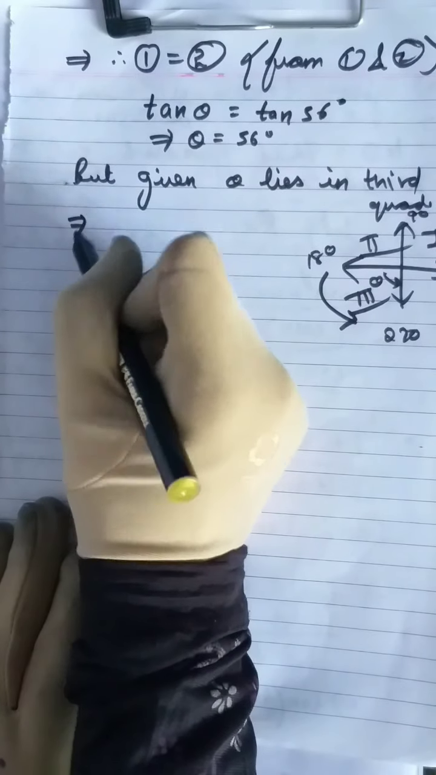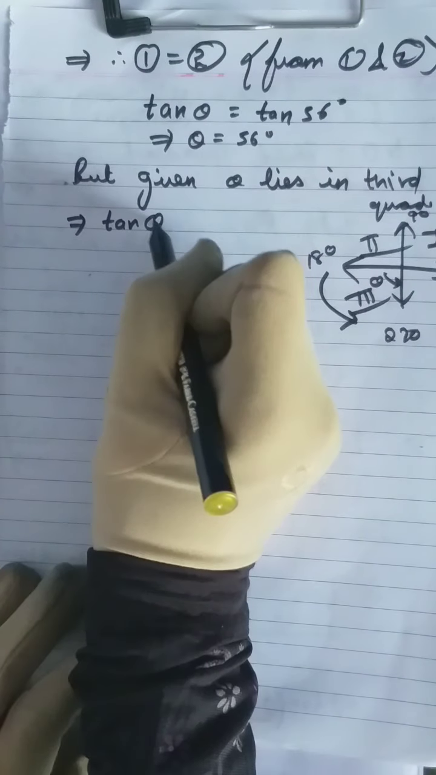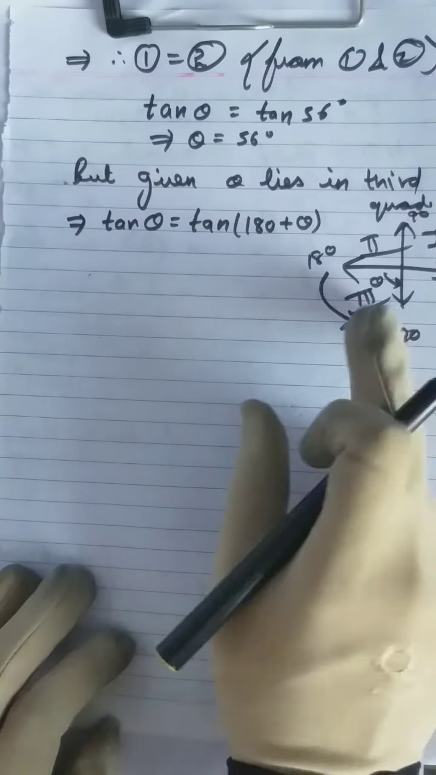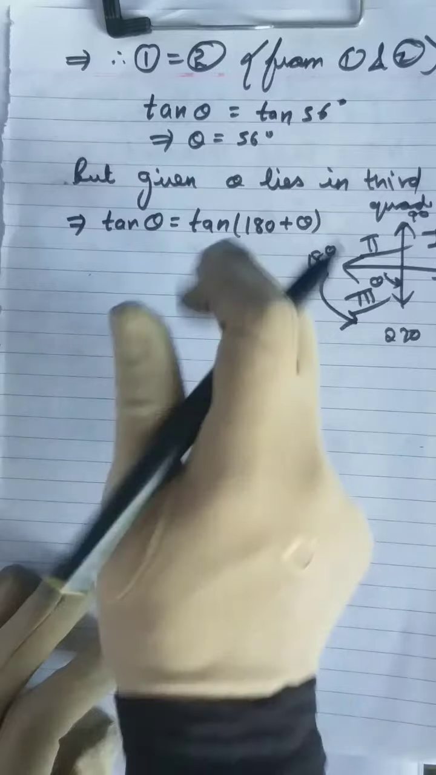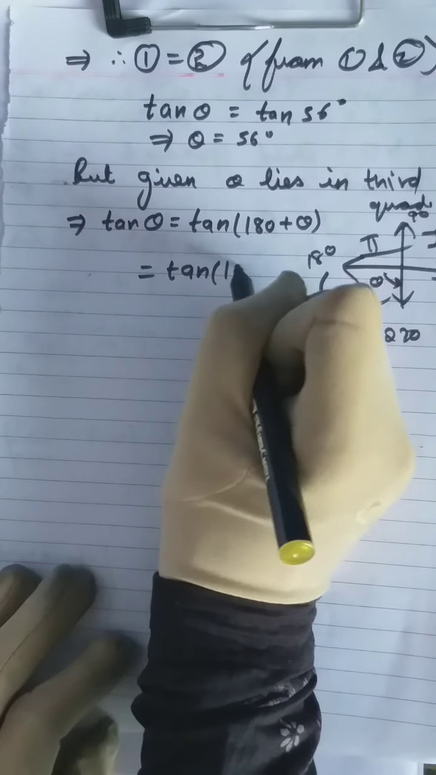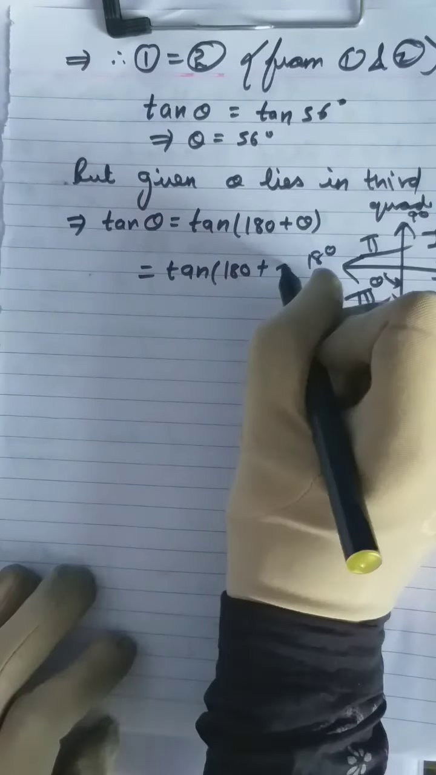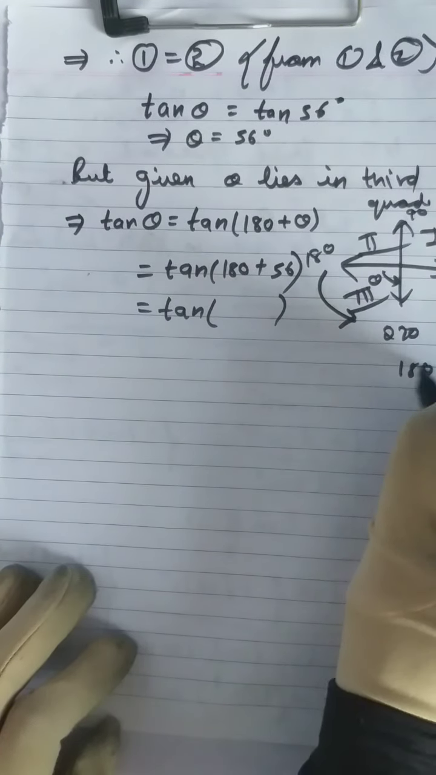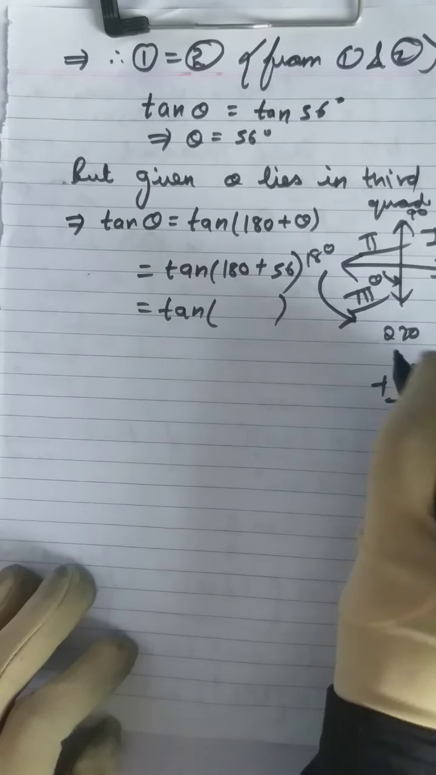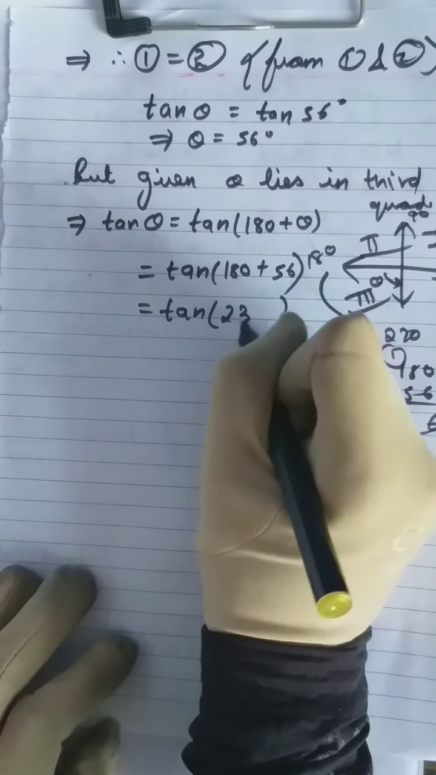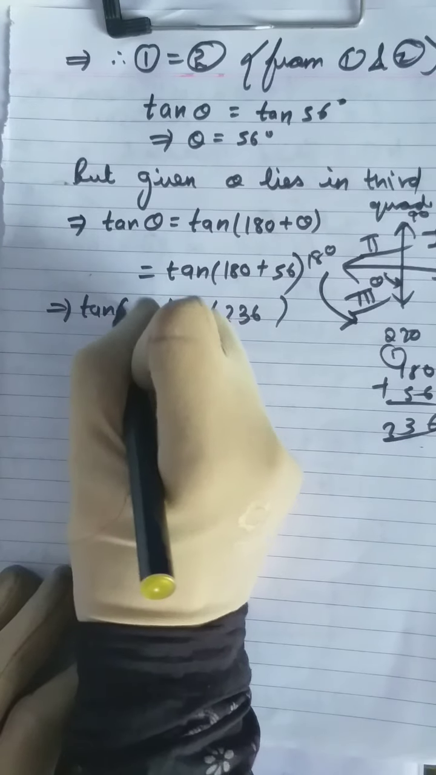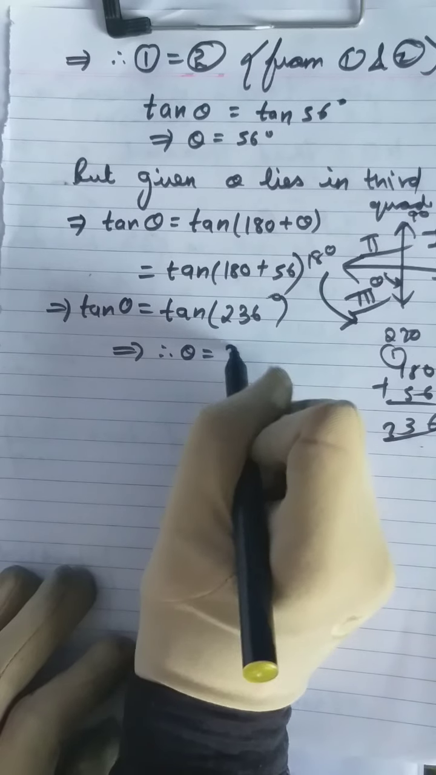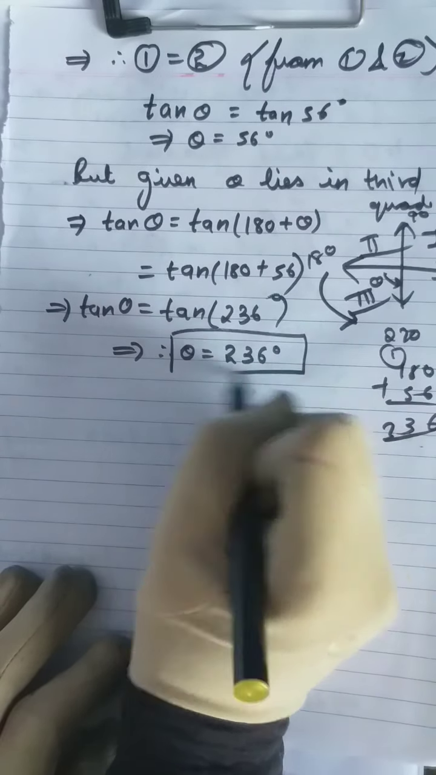So we can write tan theta equals tan(180 plus theta). How is it tan(180 plus theta)? Because it is in the third quadrant, it is more than 180. So what is the value of theta we got? We got the value of theta as 56. So substitute 56 in here. We know 180 plus 56 is 236. So tan theta equals tan 236, or cancel tan on both sides. Therefore we got the value of theta as 236 degrees.